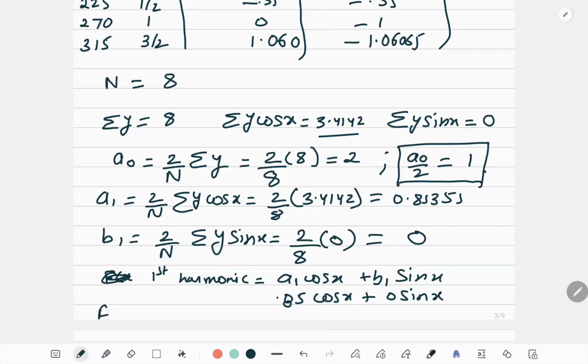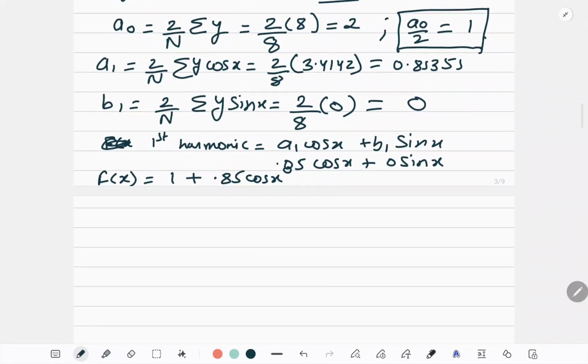If I want to write the Fourier series, I'll write like this. A0 by 2, 1 plus 0.85 cos x. That's it. Because the remaining terms are beyond the first harmonic, I'll stop here only. In case they have asked me for the second harmonic also, I would have found A2 and B2. And for A2 and B2, I need 2 more columns in the table. Okay, so this is how we have to do the question. See, the question is very easy. You only need to remember the formula.